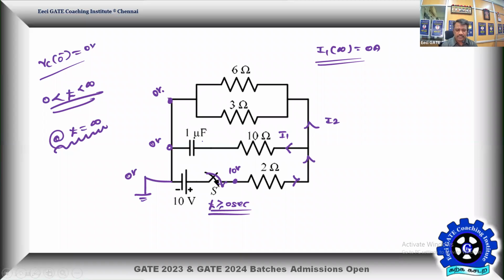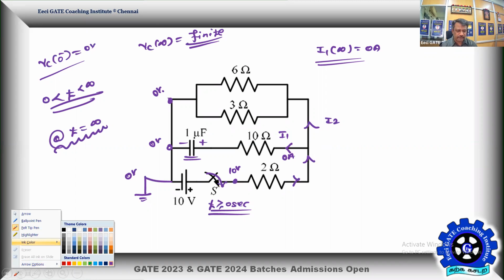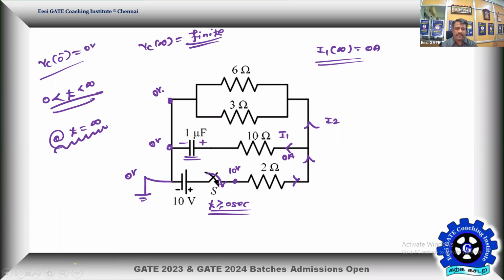The reason is that the capacitor is going to be fully charged at time t equal to infinity, but we don't know that potential, so it's not required as well. VC of infinity attains a finite value that is enough to make its current 0 at steady state. If this current is 0 at steady state, then the remaining circuit comes into play. So the 10 ohm and capacitor do not come into play at steady state. Therefore, the 6 ohm, 3 ohm and this 2 ohm alone come into play during steady state.